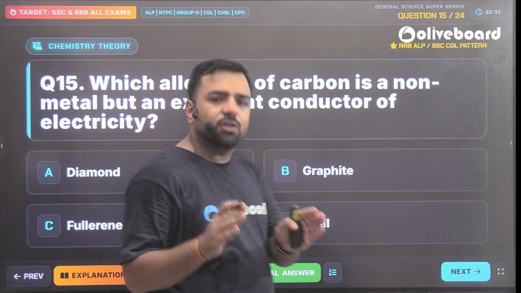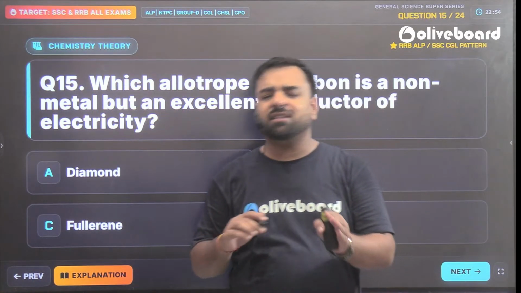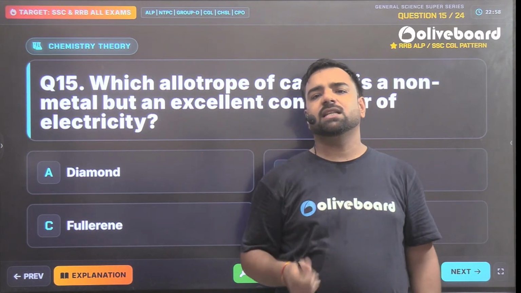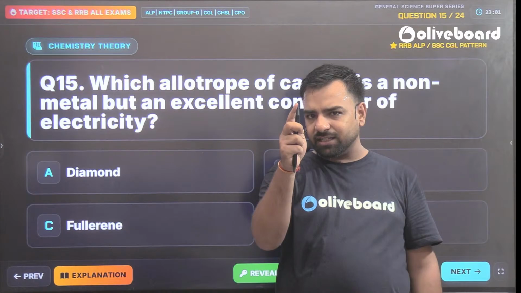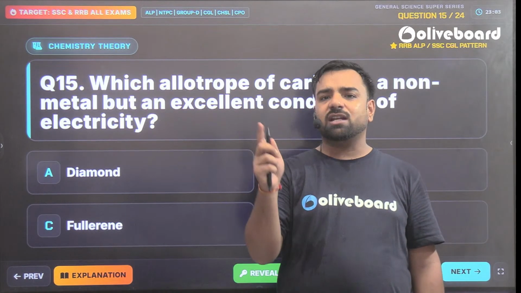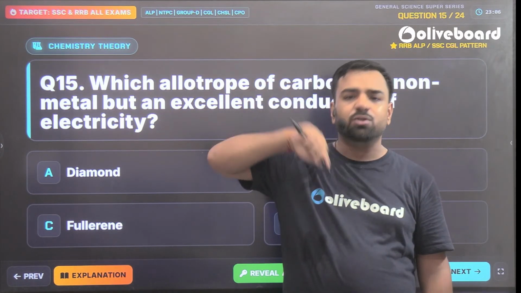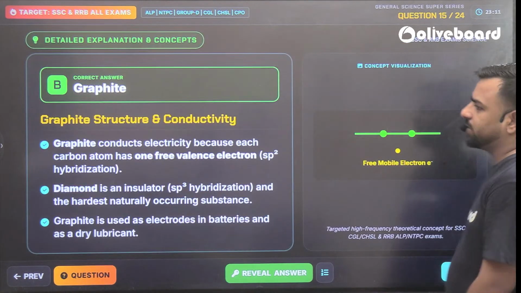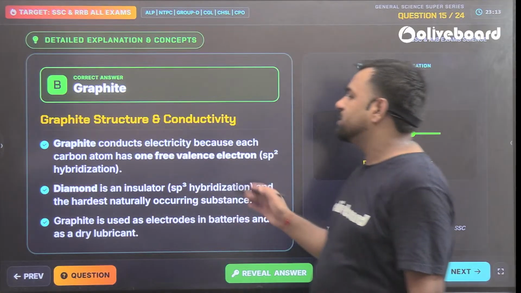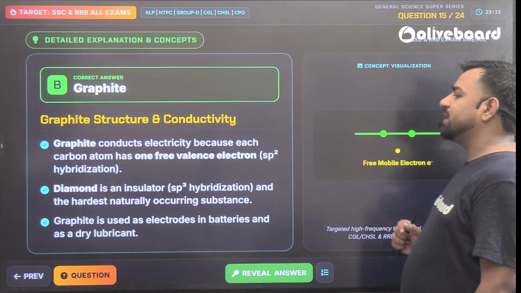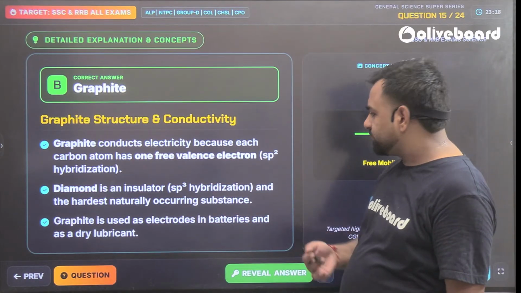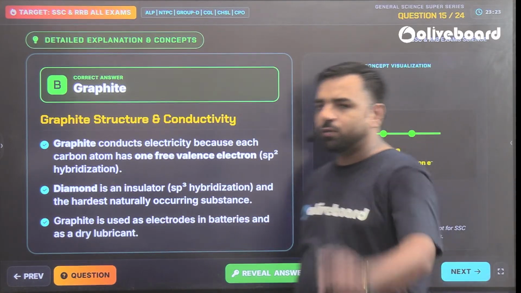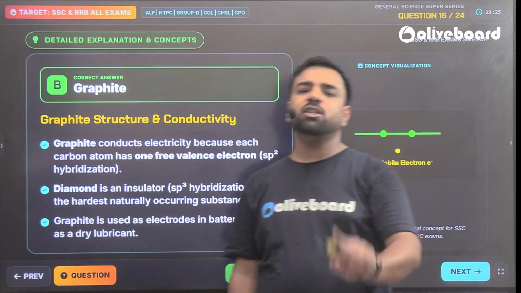Yes, it is a non-metal, but still it conducts electricity. The most common way to find graphite is your pencil. In the pencil, you might have seen that lead, right? That's not lead. We used to say lead, which you used to write with. That is graphite, a good conductor of electricity. Graphite is the correct answer. Graphite conducts electricity because each carbon atom has one free valence electron. Diamond is an insulator. Graphite is used as an electrode in batteries and as a dry lubricant. One more thing, graphite is also used in nuclear reactors.